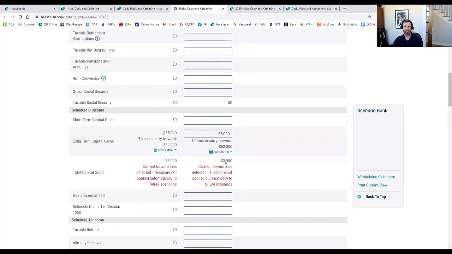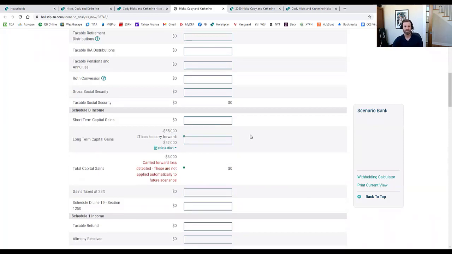We've got our carry forward loss, so we know that we're going to have $55,000 of long-term capital gains. So in 2021, what I'm definitely going to do is delete that out, because otherwise I'm assuming they get another $55,000 loss, and that's probably not true. Unfortunately, we can't carry the losses forward yet in scenario analysis. It's something that we're definitely working on. So you just have to be mindful of, hey, there's a $52,000 loss that's being carried forward.